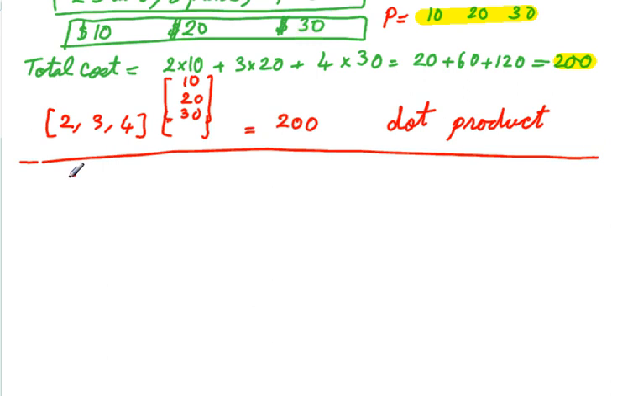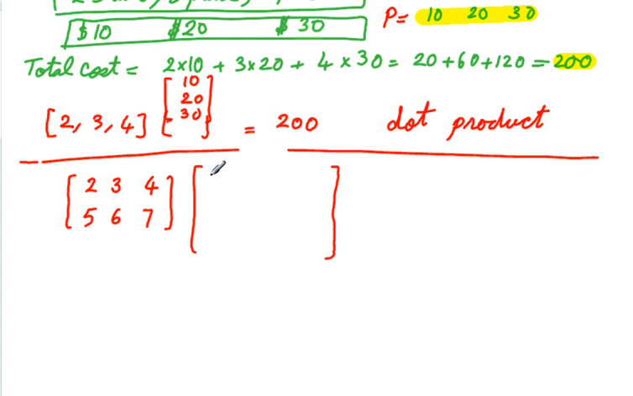Let me do an example of a matrix multiplication. Suppose I have 2, 3, 4, and then 5, 6, 7, and here I have a matrix of, suppose this is 10, 20, and 30, and then 100, 200, and 300, then 1,000, 2,000, 3,000. I just chose some friendly numbers so we don't get bogged down with lots of calculations.